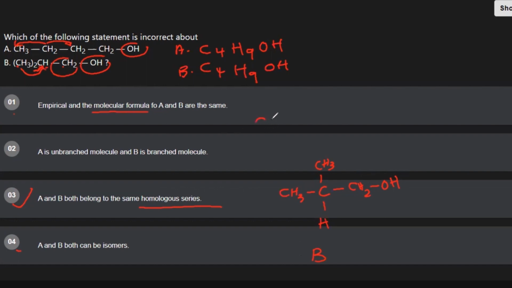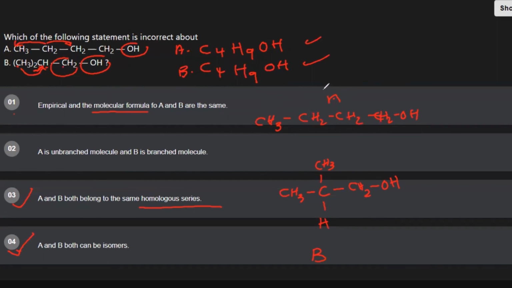Whereas molecule A looks like this. There's CH3, and then there is just CH2, CH2, CH2, and OH. So, as you can see, A and B, they have different structures but the same molecular formula. So, indeed, A and B are isomers. Let's go to statement 1. Empirical and molecular formula of A and B are the same. Yes, the molecular formula is same.